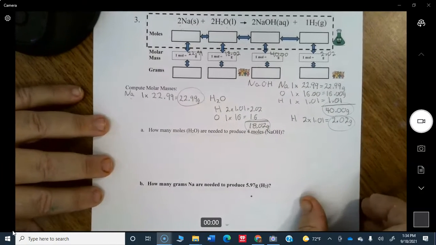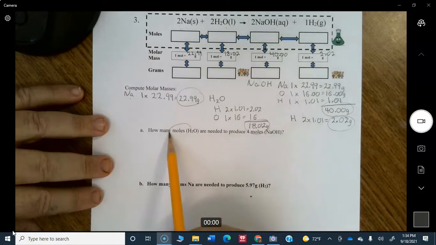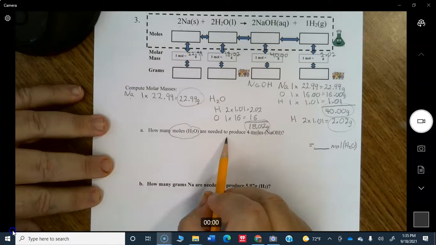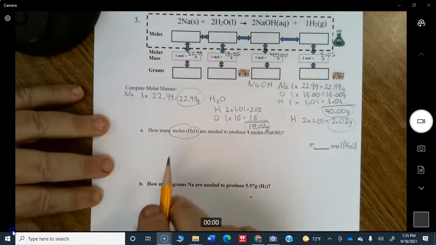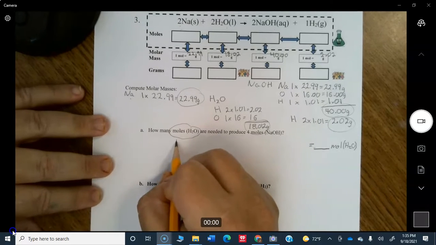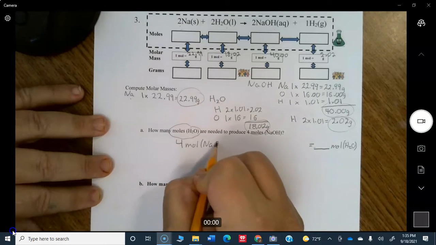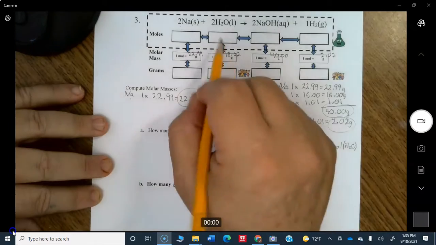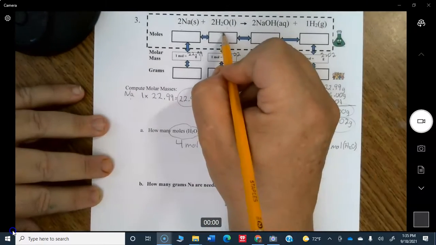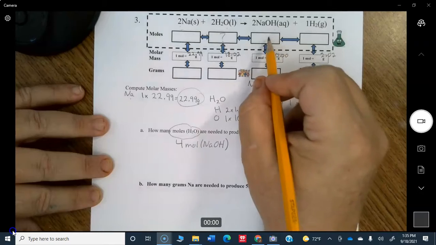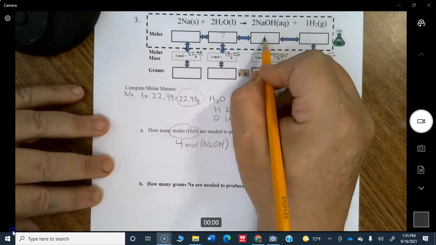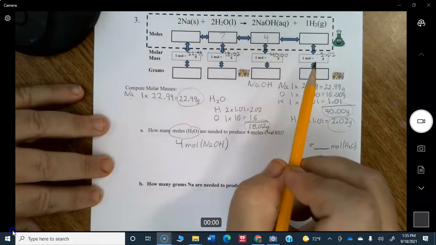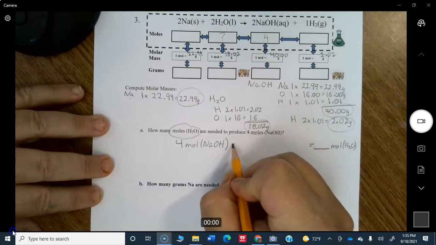So how many moles of H2O, so there's the unit of measure and the substance, are needed to produce 4 moles of NaOH. So this is going to be a moles to moles. Okay, so we come up to our graphic organizer. Moles of H2O is right there, and it's how many, so question mark. It's required to produce 4 moles of NaOH, so the 4 goes there. And so you're simply moving from here to there. Okay, 1 conversion, 1 box.